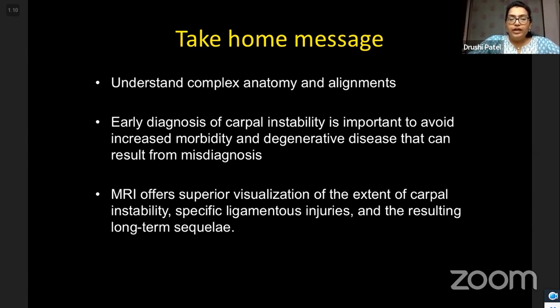Next, try to identify where the issue is, either where the derangement is, whether it is intercarpal or between the radius and proximal carpal row or proximal and distal carpal row, and then try to identify the continuum of findings that we saw in perilunate instability to identify and differentiate perilunate dislocations versus lunate dislocations.